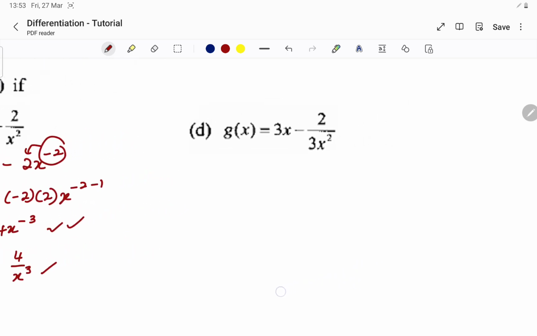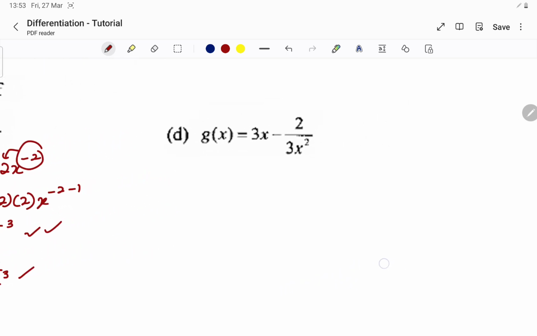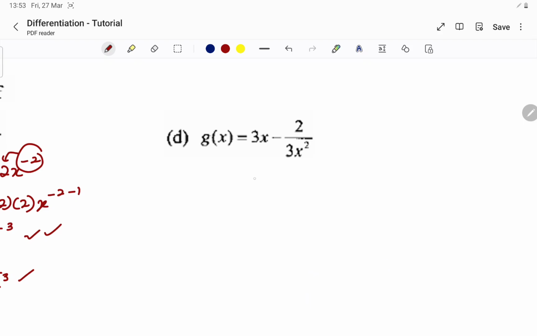Okay, now we proceed to question D. You have 3x minus 2 over 3x squared. This one is also similar. We have to change this guy, x squared, from the fraction into index form. So 3x you maintain, minus 2 over 3 x to the power of negative 2. Okay, so here 3x, this is your g(x), right? And then we have to find the differentiation of g(x).